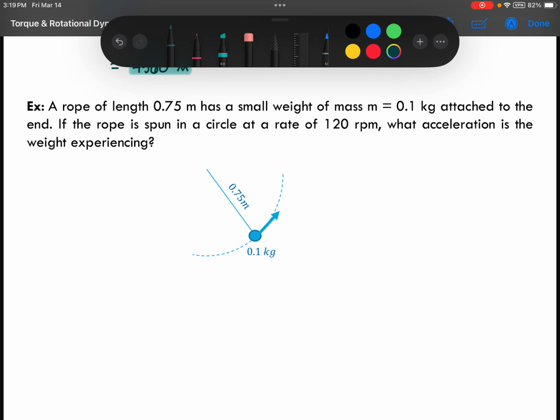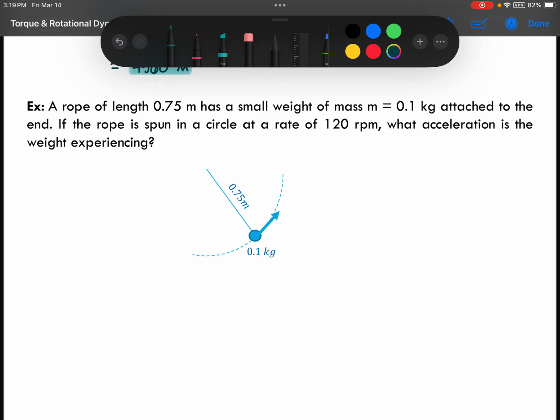The next example we have here: a rope of length 0.75 meters has a small weight of mass m equals 0.1 kilograms attached to the end. If the rope is spun in a circle at a rate of 120 RPM, what acceleration is the weight experiencing?